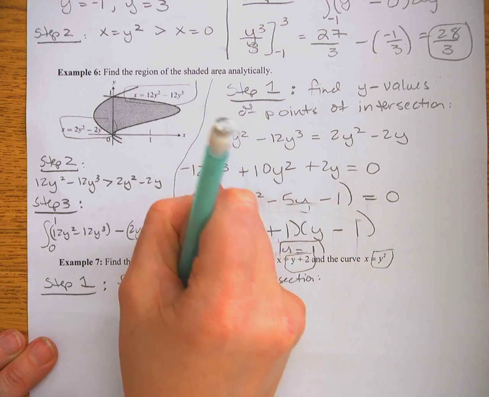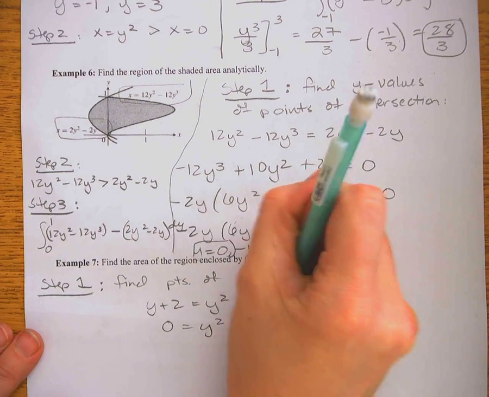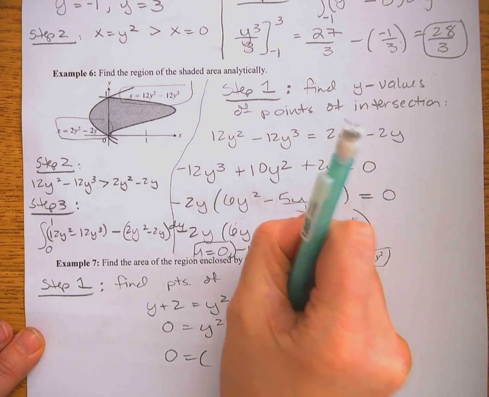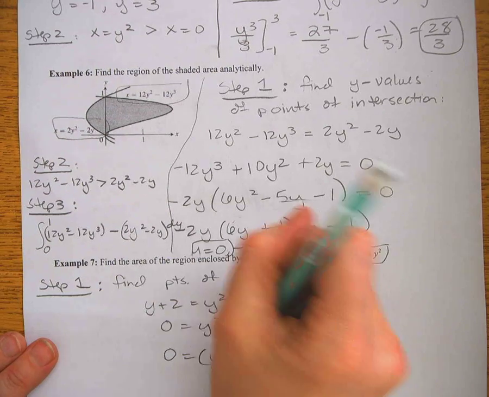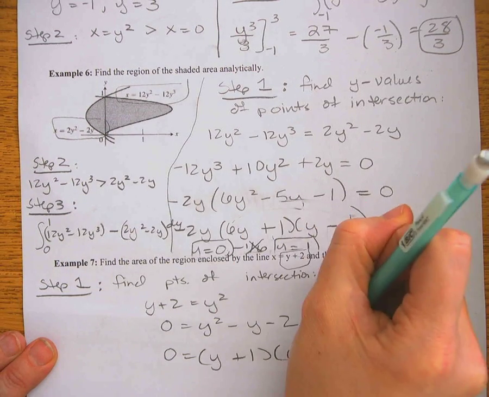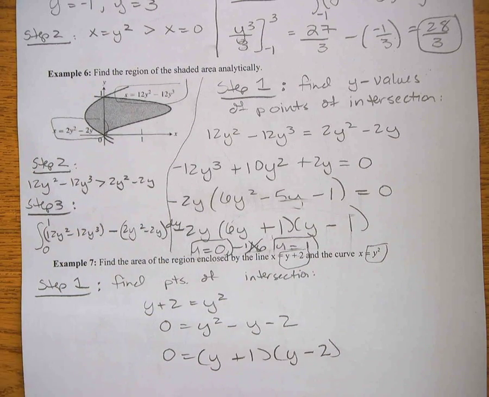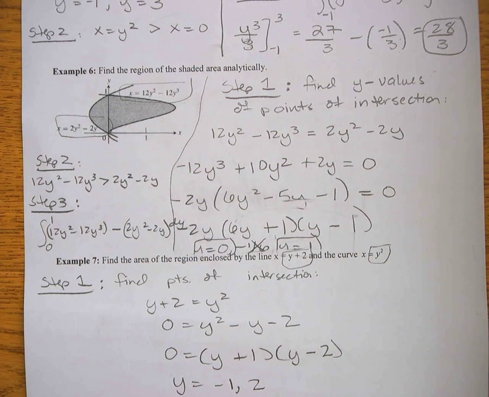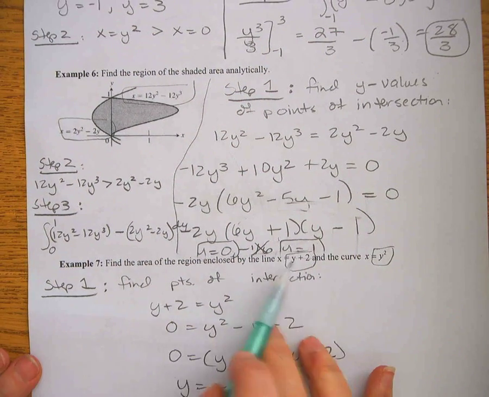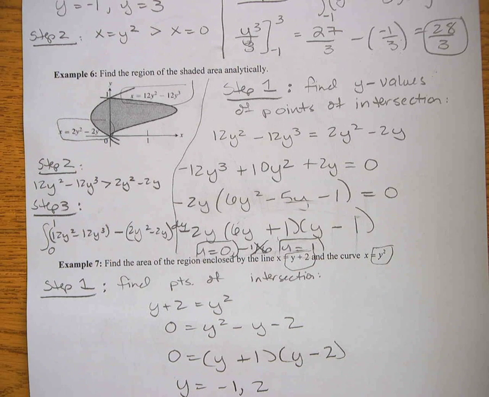So then I would subtract both of those because I want to be able to factor, and I like having my first term positive. So I'd get y plus 1 and y minus 2, because then I'd have negative 2 plus 1 would give me negative 1. So my points of intersection are going to be from negative 1 to 2. Then I have to figure out which one of these curves is greater between negative 1 and 2. So I guess I could test a point.